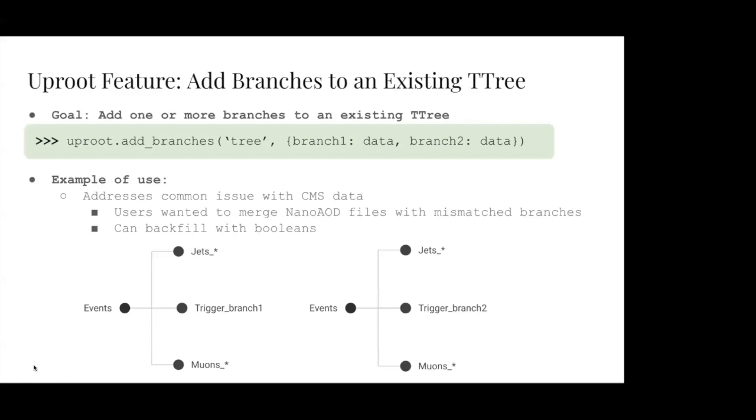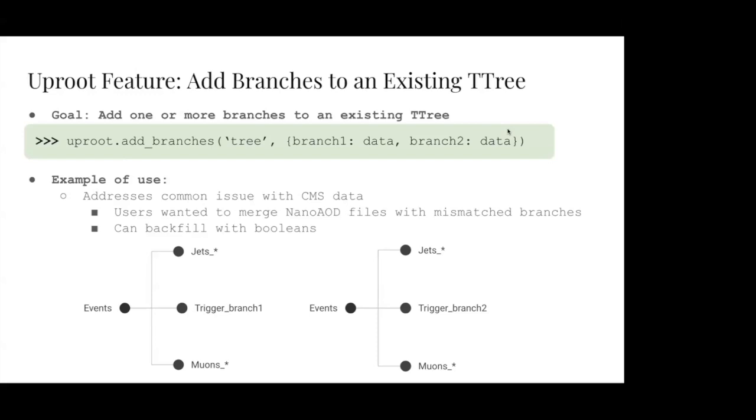So the second project I worked on was adding branches to an existing t-tree. This is a function that exists in ROOT, and there was also some specific use case that users wanted this for that they talked to me about for hepconvert. So this is the goal, to have Uproot add branches, and you have your original tree. And then this is the additional data. So you can add multiple branches with data from a function call.